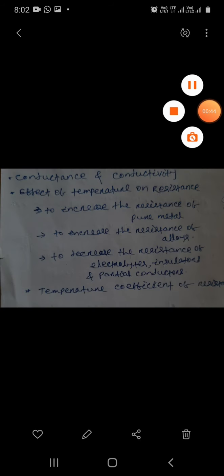So let us discuss conductance and conductivity. We know that conductance is denoted by capital G. This is the reciprocal of resistance. We have discussed resistance in detail in our previous lectures.